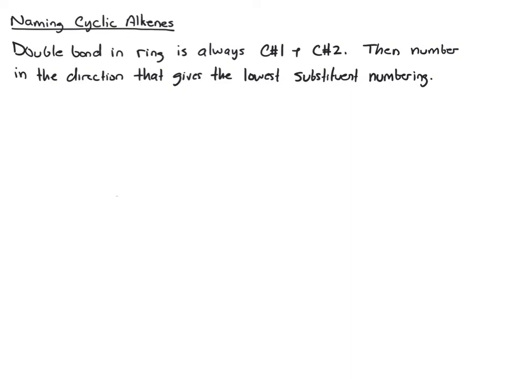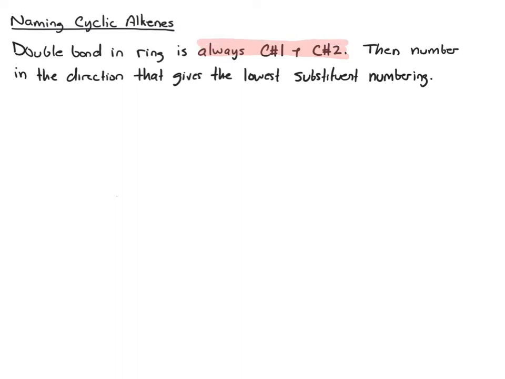Now we're going to talk about naming cyclic alkenes. It follows the basic rules that we've learned with other nomenclature systems, but there is a really important feature when naming cycloalkenes, and that has to do with the numbering. In cyclic alkenes, you're going to have a double bond in the ring. That double bond is always carbon 1 and 2, regardless of any of the other carbon substituents in the ring.